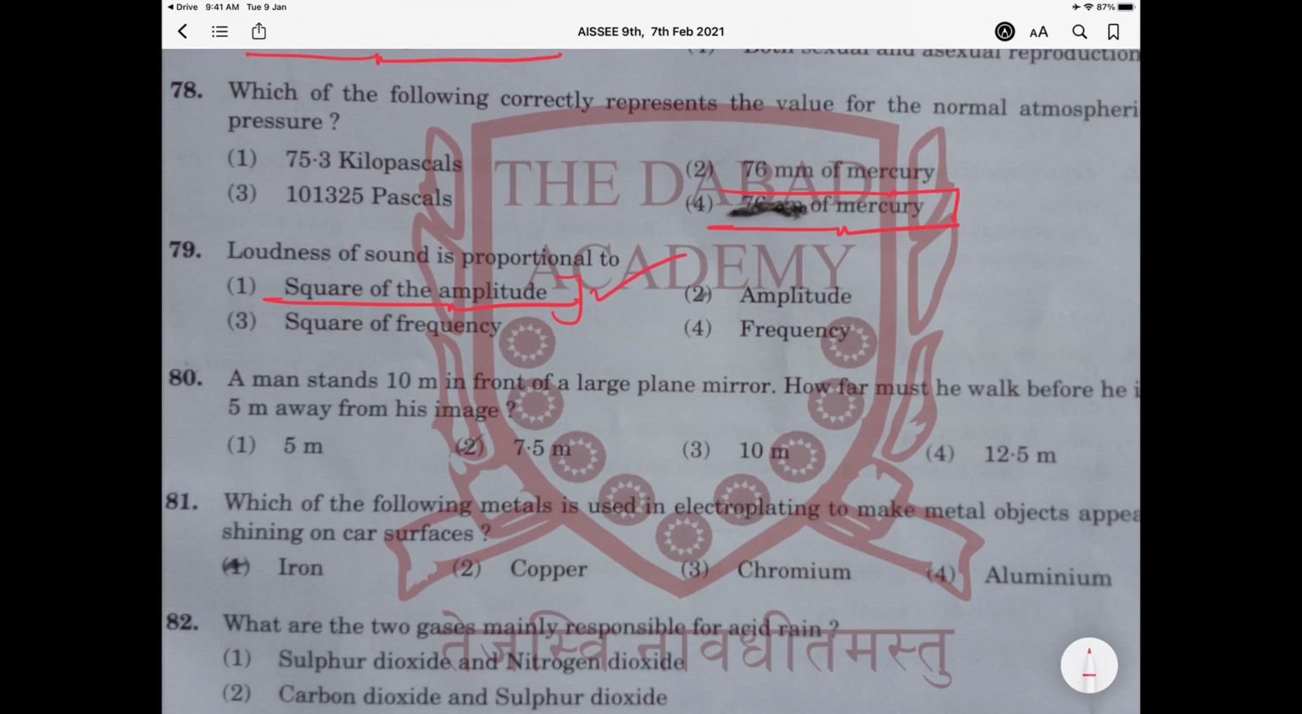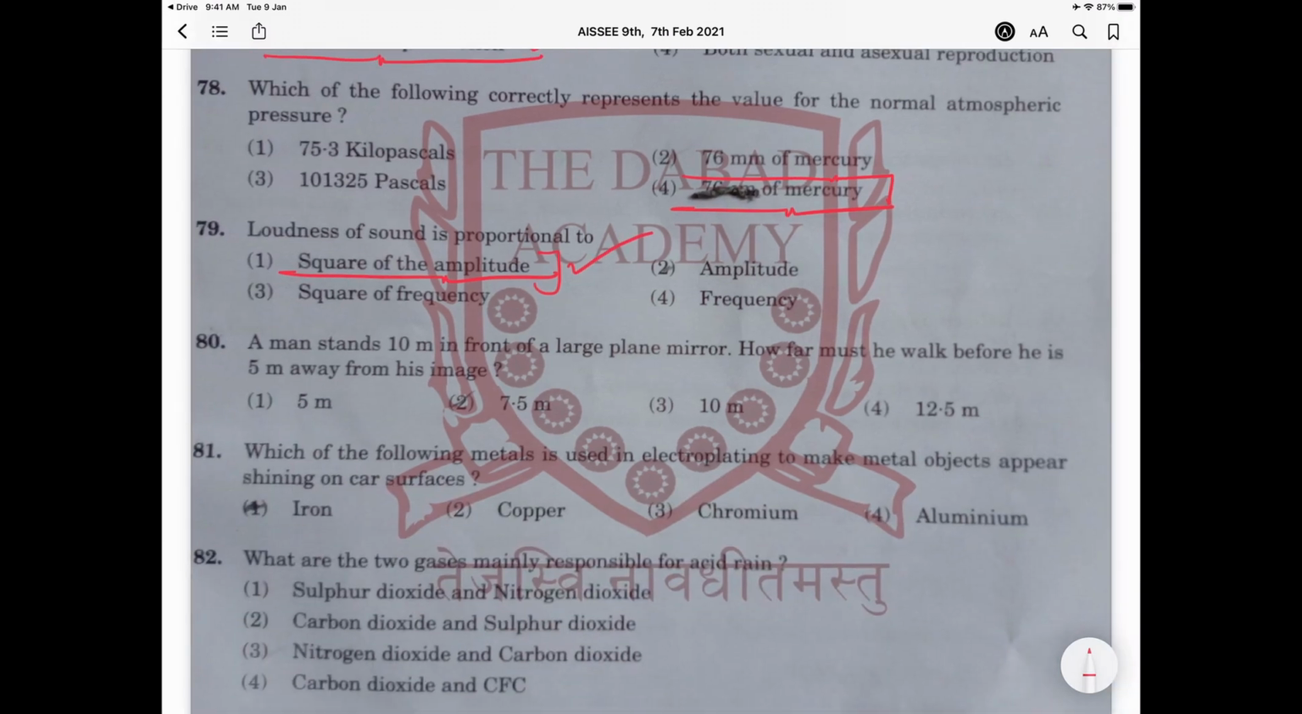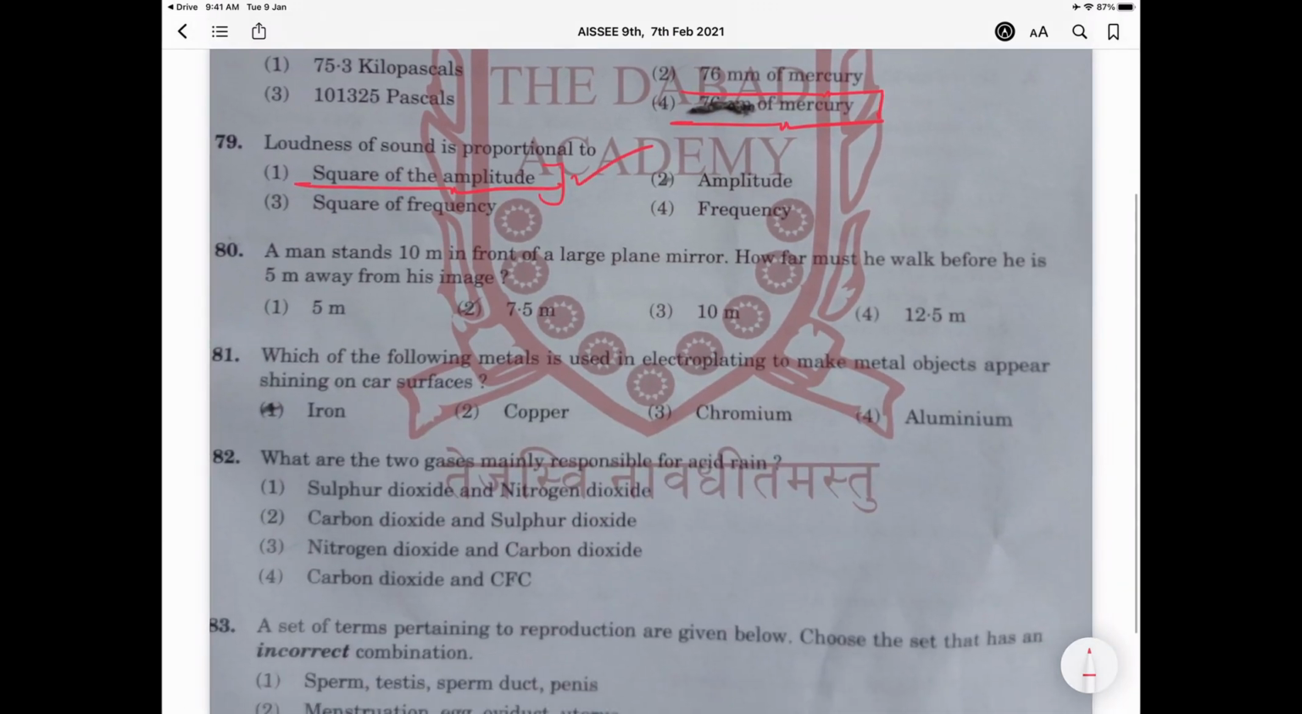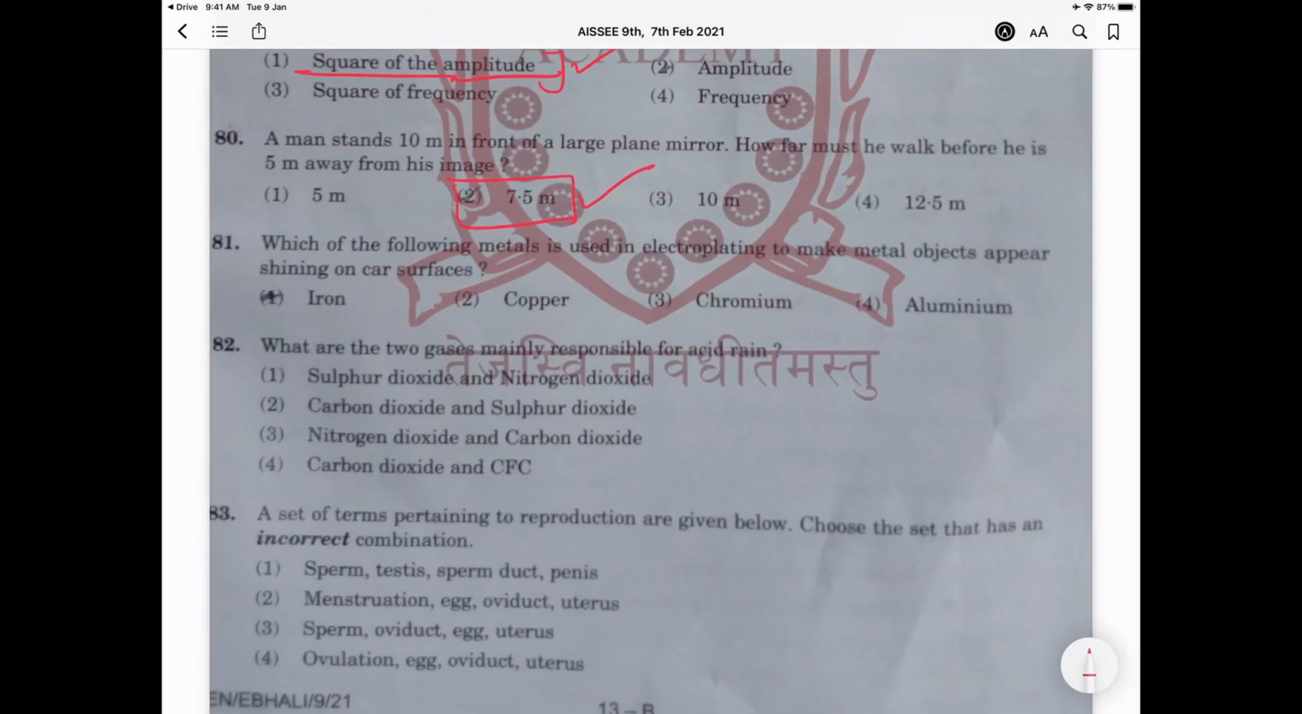So this one is from physics. In question number 80, a man stands 10 meters in front of a large plane mirror. How far must he walk before he is 5 meters away from his image? Okay, so this one is from the light topic, and the correct answer is option number 2. In question number 81, the correct answer is chromium.